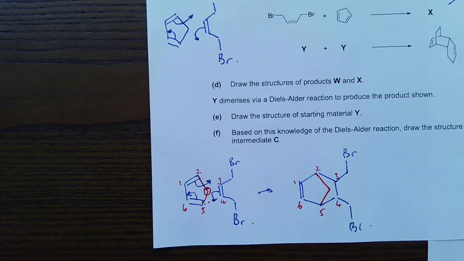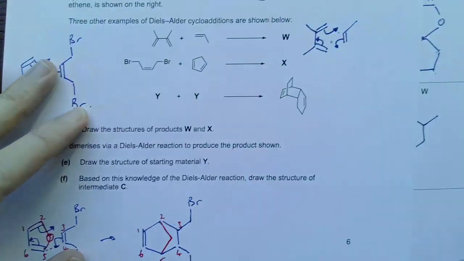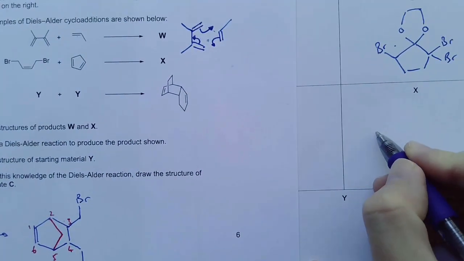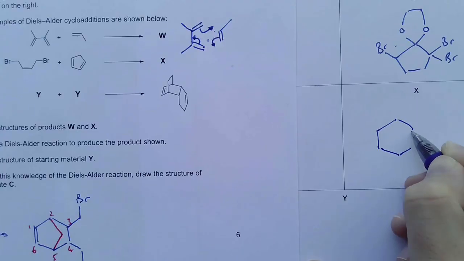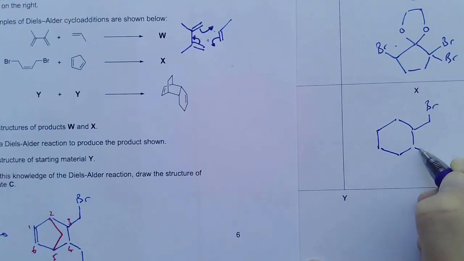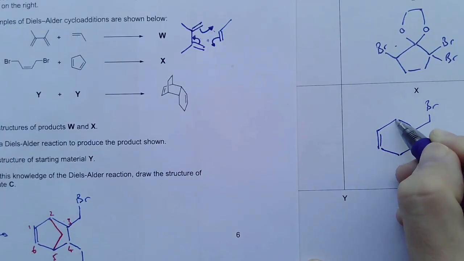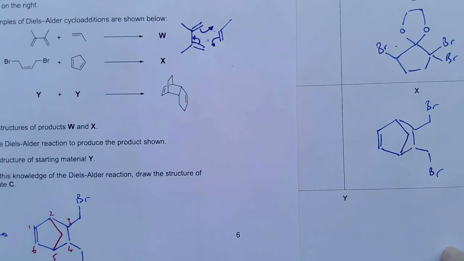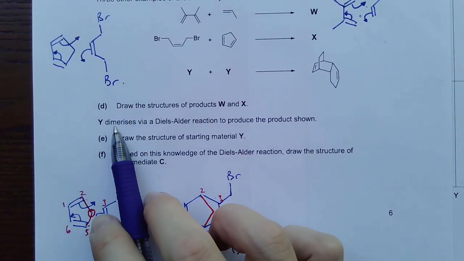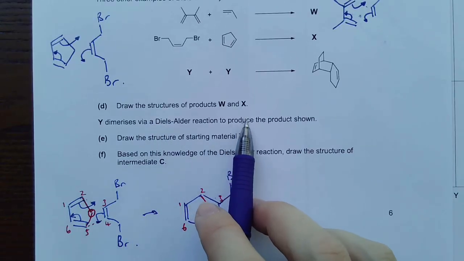Okay, and then you try and see it. You've got this one ring and then you've got another ring coming out of it as well. There will be some fused ring examples later on in the question for you to see an example of. But yeah, this can be quite tricky if it's the first time you've seen it. So let's just draw it in. Fine. And then Y dimerizes via a Diels-Alder reaction to produce the product shown.